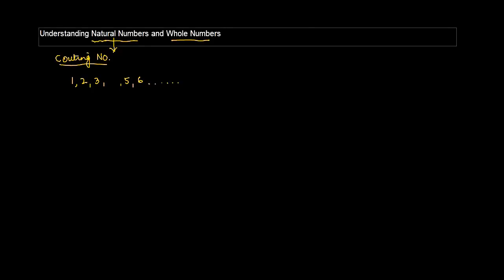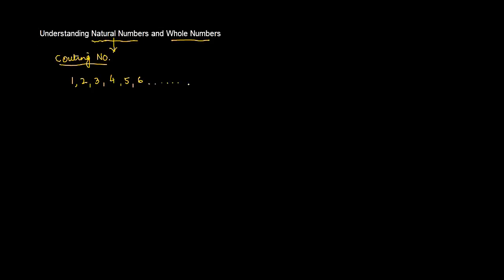Okay, in this video, we are going to learn about natural numbers and whole numbers. Now, natural numbers, as the name itself suggests, are certain numbers which come naturally to us. These are also known as the counting numbers. Since childhood, whenever you were told to do the counting, you said 1, 2, 3, 4, 5, 6, and so on. These counting numbers are useful because they are used to count various things in our daily lives.